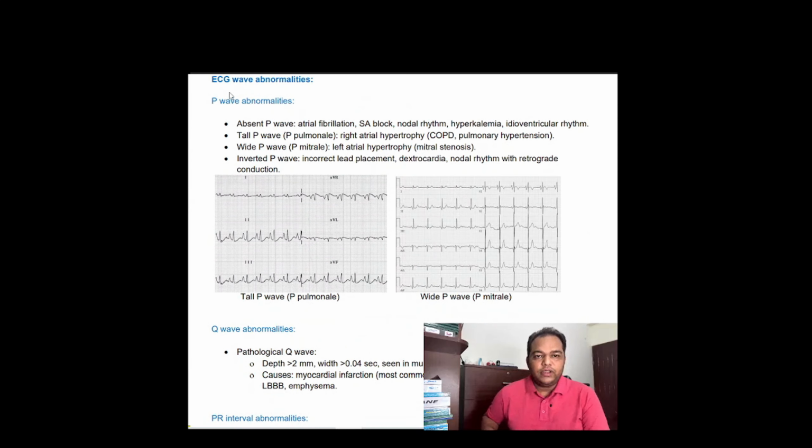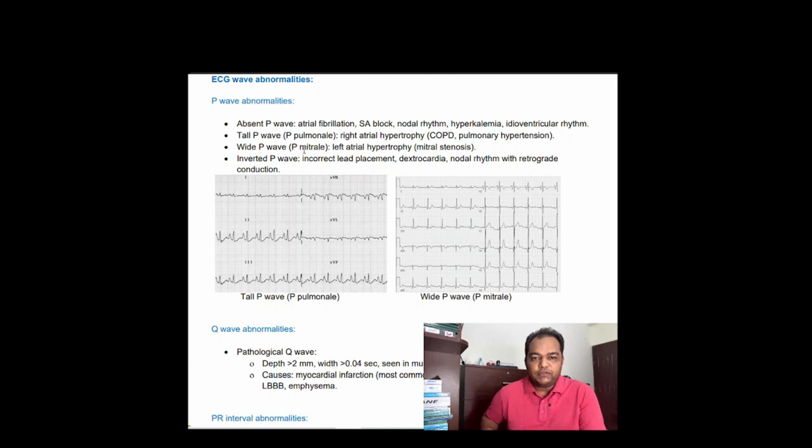Now, the wave abnormalities. There are some P wave abnormalities like absent P wave, tall peaked P, wide P wave, and inverted P wave. Absent P wave may be found in case of atrial fibrillation. Tall peaked P, that is also called P pulmonale, can be found in case of COPD or pulmonary hypertension. That means in case of right atrial hypertrophy.